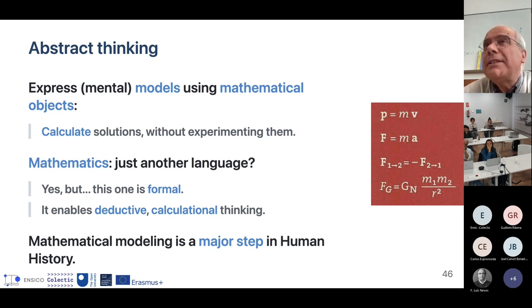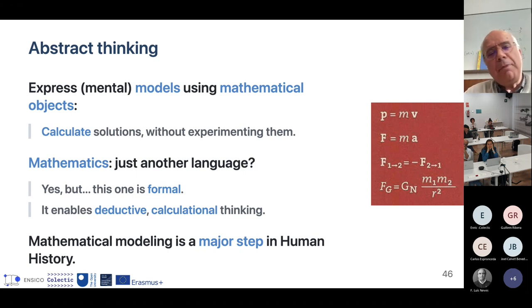When does abstract thinking start? It starts when we start expressing our mental models, which could be drawings or even just ideas, using mathematical objects. Because now we can calculate the solutions without experimenting with them. And this is a big step.